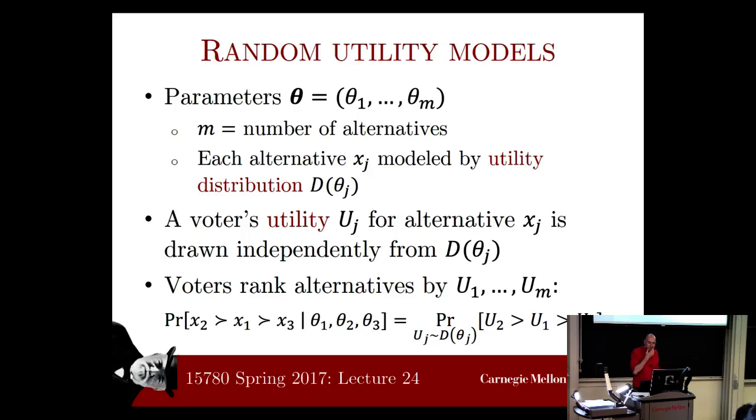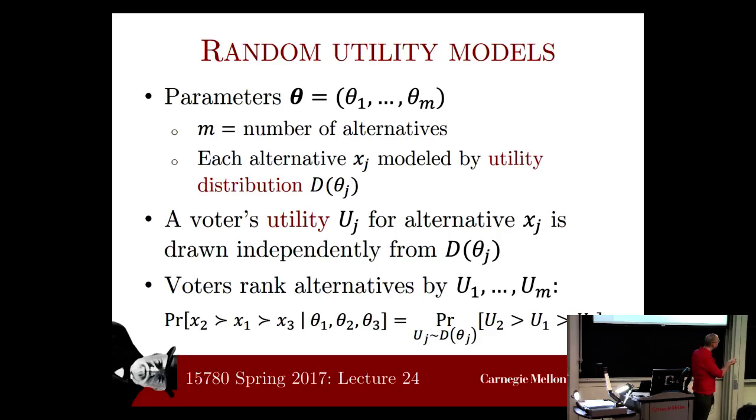And the idea is that we have a bunch of parameters, one for each alternative. And like before, M will be the number of alternatives. And then for each alternative, we have a utility distribution for that alternative. Okay? And the way the model works is, for each voter, we'll draw his utility for alternative J from its distribution. And then the ranking will be consistent with the utilities that we drew from the different distributions.